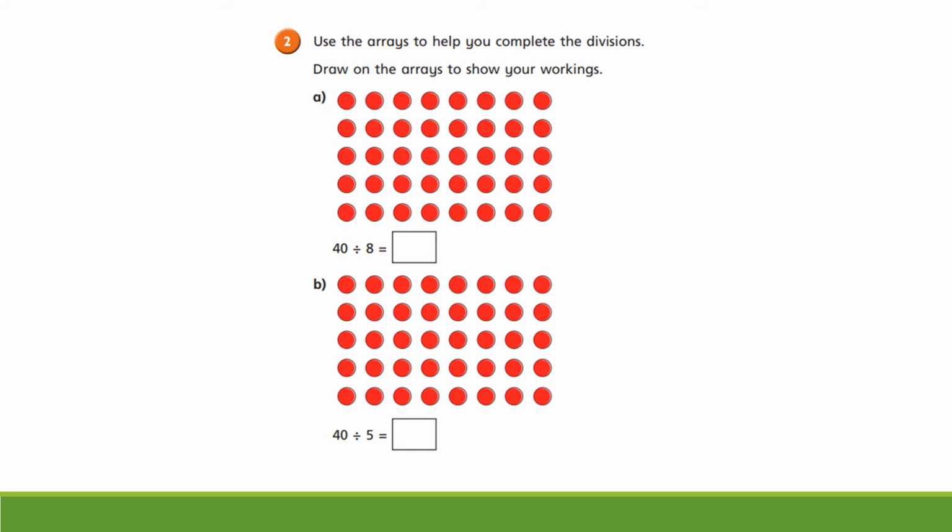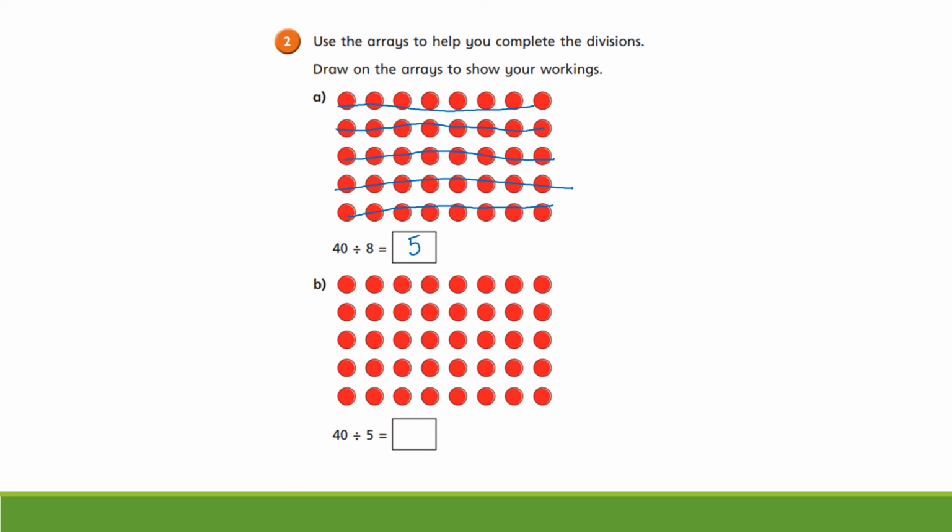Let's take a look at question number 2. Use the arrays to help you complete the divisions, and you can draw on the arrays to show your workings. And A, we are looking at 40 divided by 8. So we are looking for groups of 8. 1, 2, that's another 8, 3, 4, 5. So 40 divided by 8, the answer equals 5.